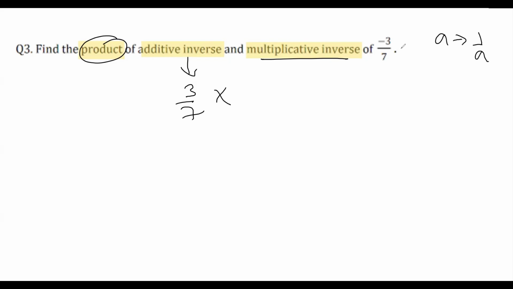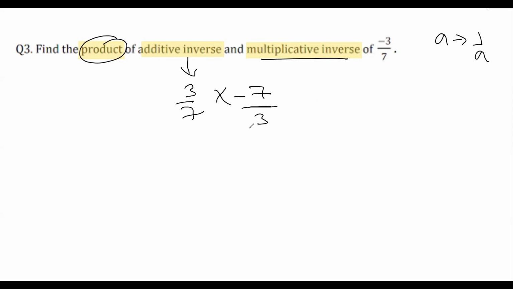If A is a number, then its multiplicative inverse is 1 over A. The sign does not get changed. So the multiplicative inverse of minus 3 over 7 will be its reciprocal, which is 7 over 3. But as I said, minus will not change, and in standard form, we always keep minus in the numerator. So this will be the multiplicative inverse.